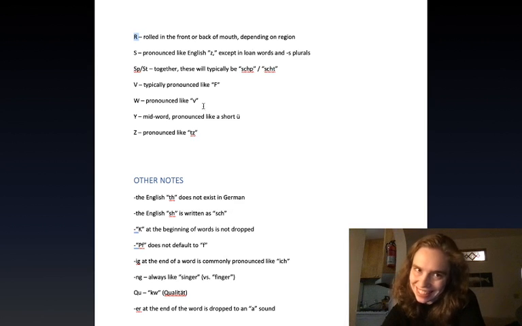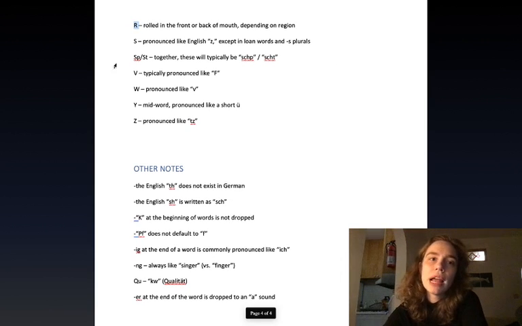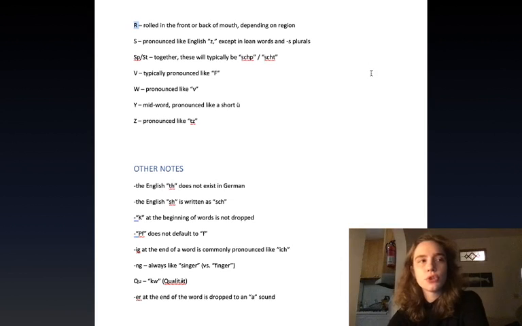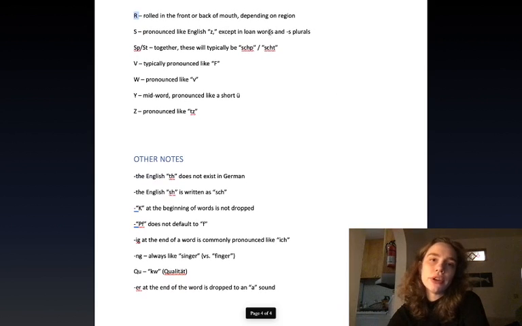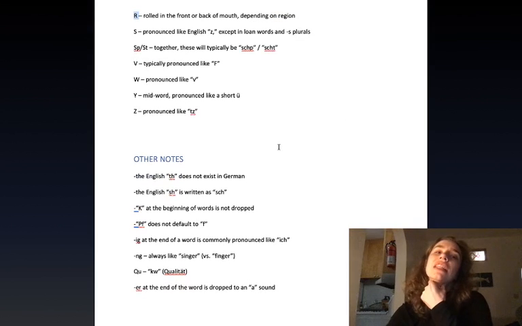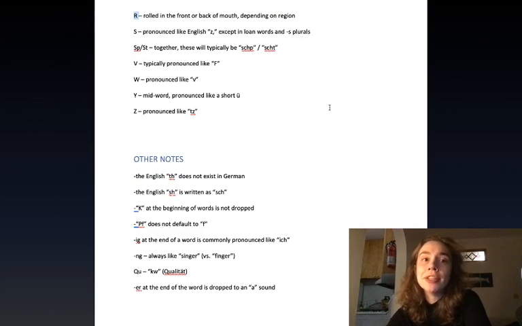You can roll the R at the front of your mouth as well, like the Spanish R. I do the back one better. And that is more common in southern Germany, like in Bayern, or Austria and Österreich. In Norddeutschland ist das immer hinten im Kehlkopf gerollt.